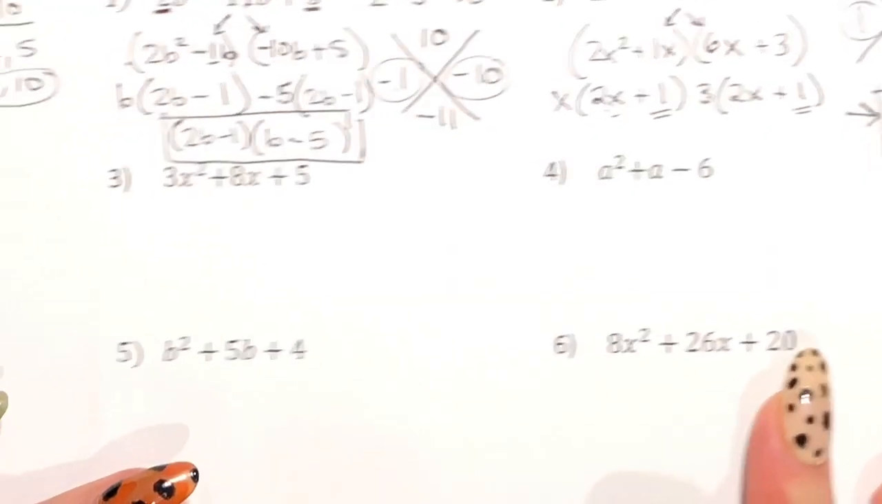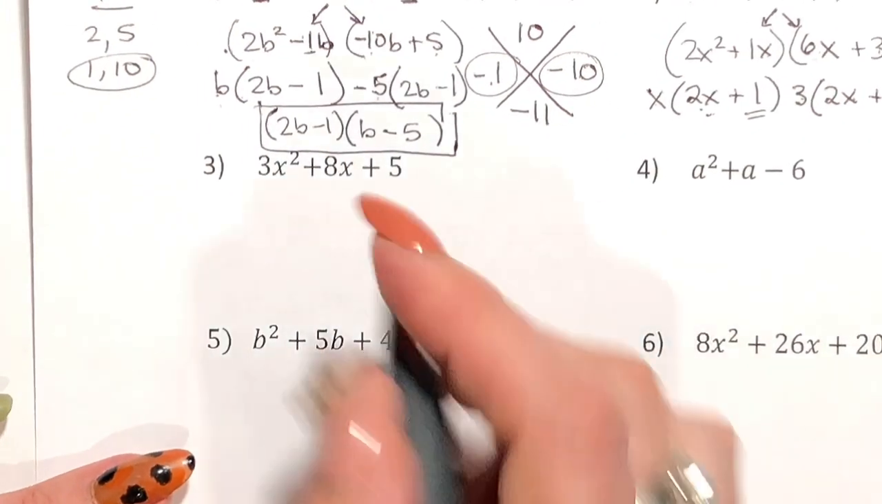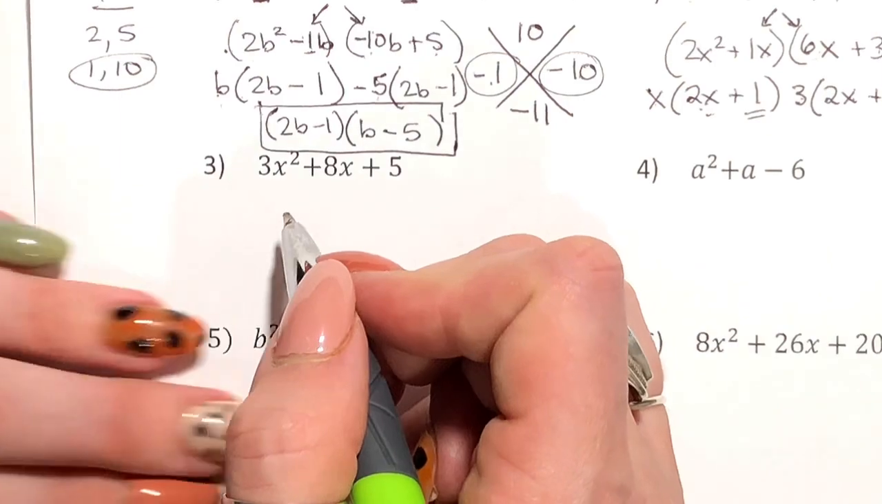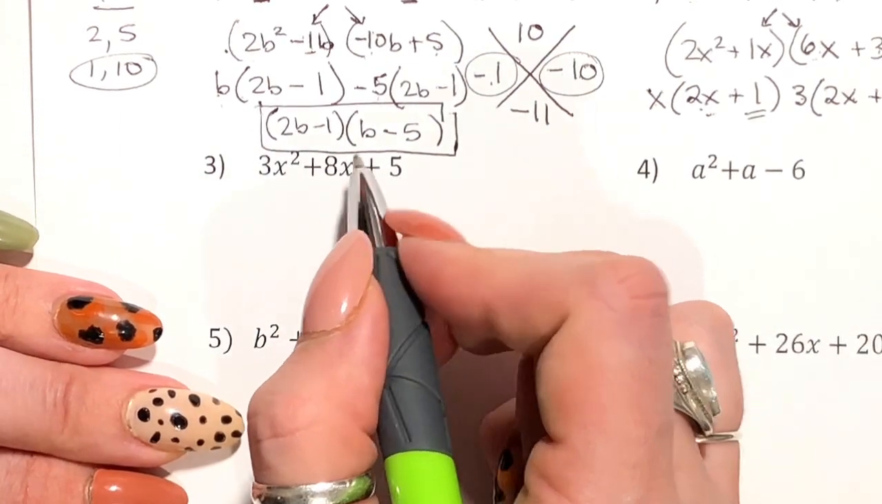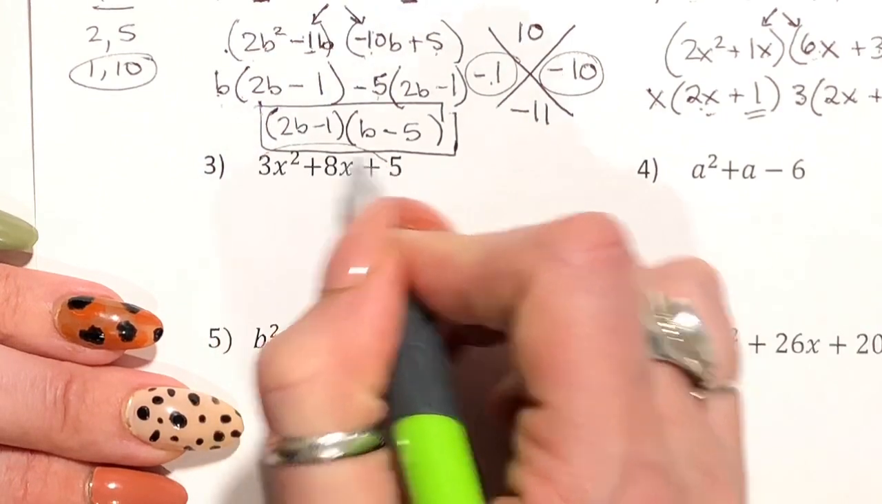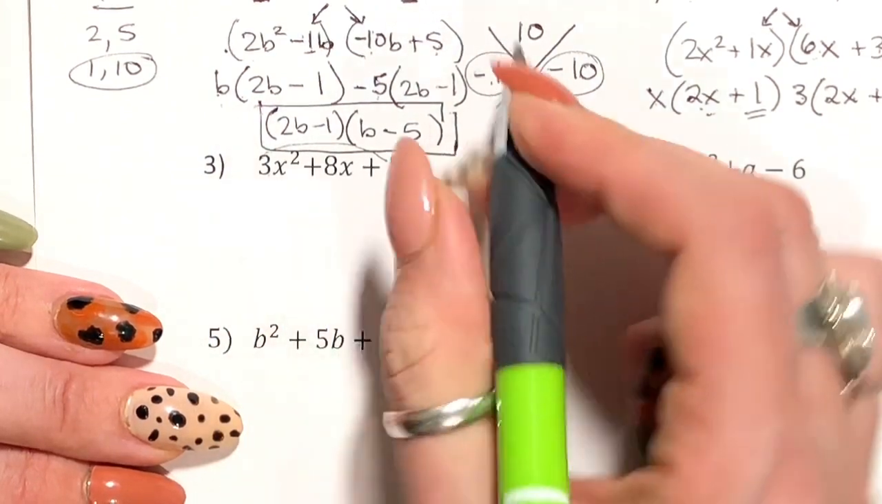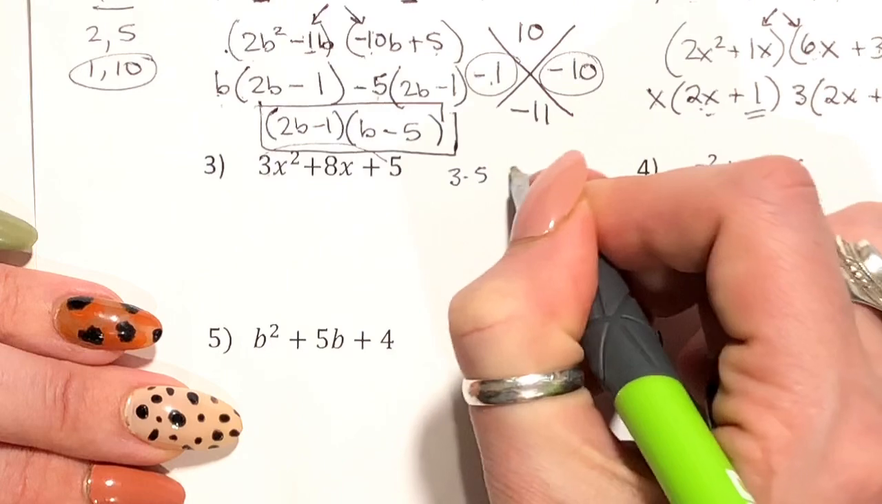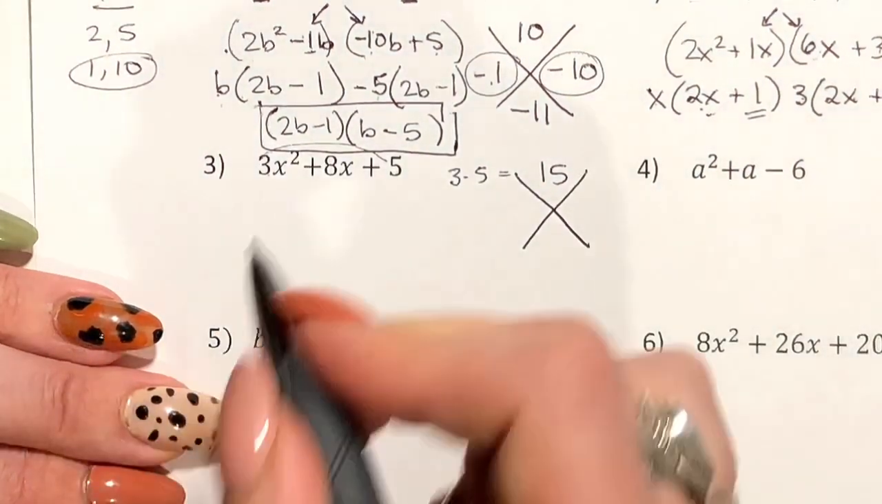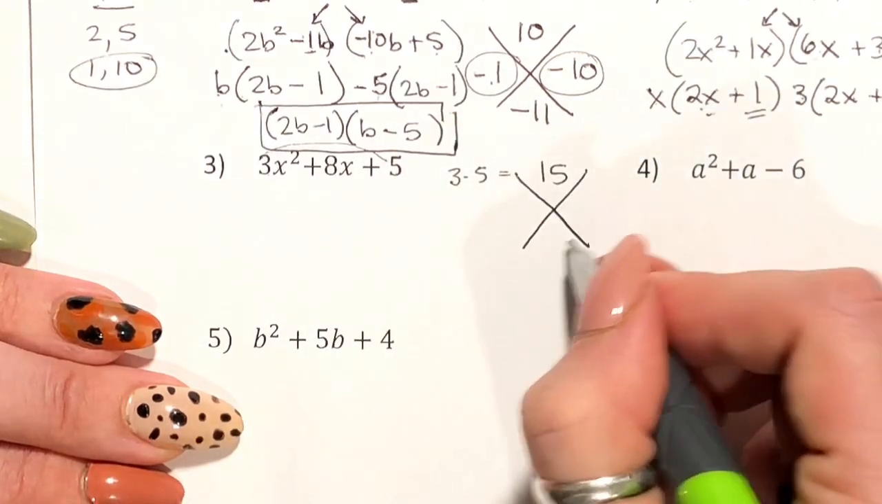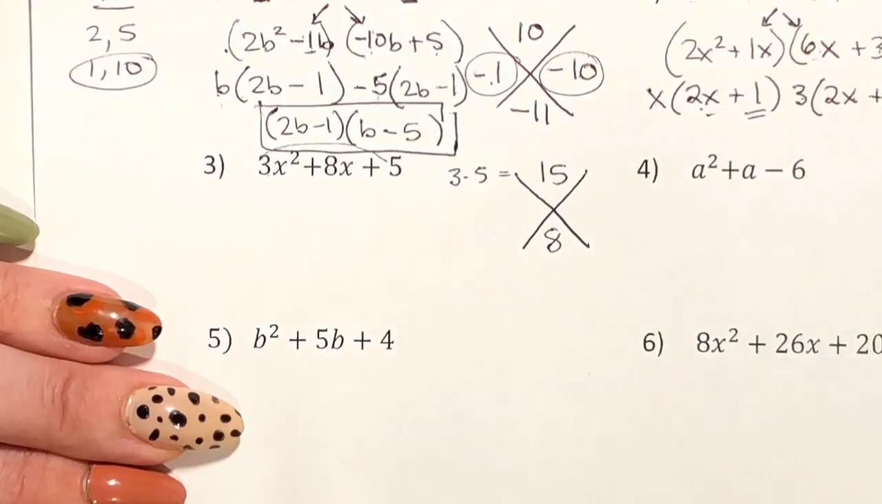Okay, we're going to do a couple more. Down at number 3, this time we have 3x squared plus 8x plus 5. Again, we're going to times that first and last number. So 3 times 5 is 15, and that's going to go in the top of the x, and then what you add is going to be that middle number down on the bottom.